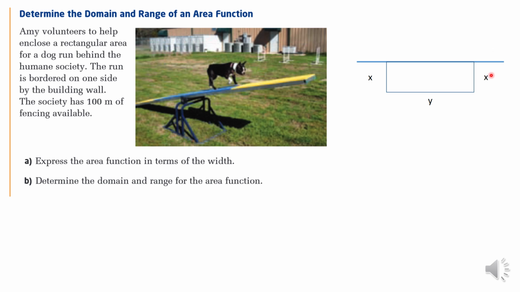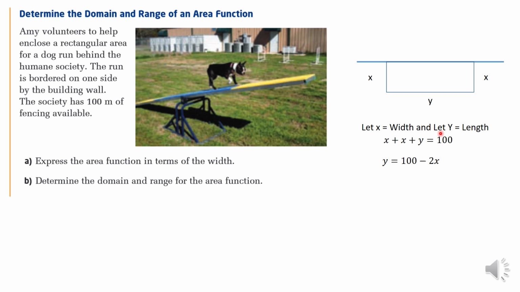we're talking about. We have a wall on one side, and then we have a width, which is represented by x, and a length, which is represented by y. So let's put some let statements together. We're going to let x represent the width and y represent the length. Well, if you think about it, since all of these lengths have to add up to 100, we can represent that algebraically by saying that x plus x plus y must be equal to 100.